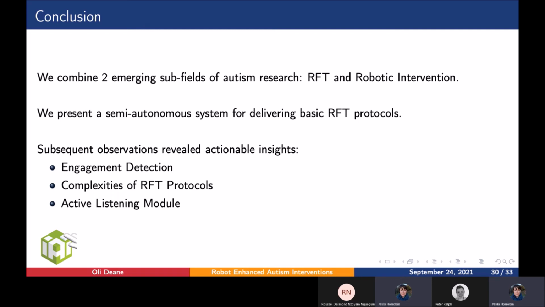So to sum up, we're combining two emerging subfields of autism research. The first is relational training, and the second is robotic interventions, and we're applying them to try and improve perspective-taking capabilities in children with autism. In doing this, we present a semi-autonomous system for delivering these basic relational training protocols, and a subsequent observation of a child and therapist interaction revealed some actionable insights that we can take going forward into next iterations of the robot, including engagement detection, repetitive procedure delivery, and also a possibility for an active listening module.